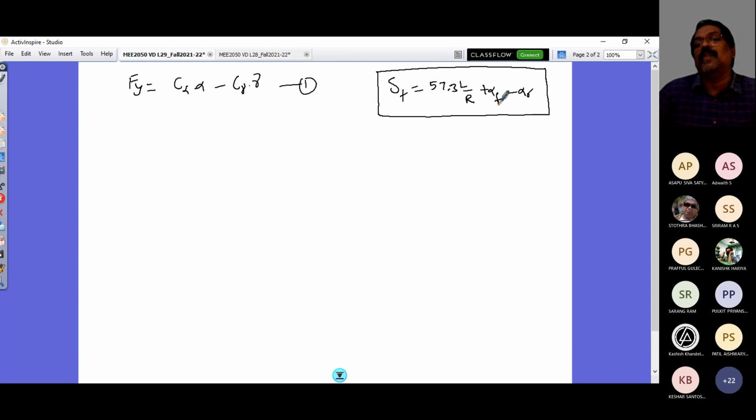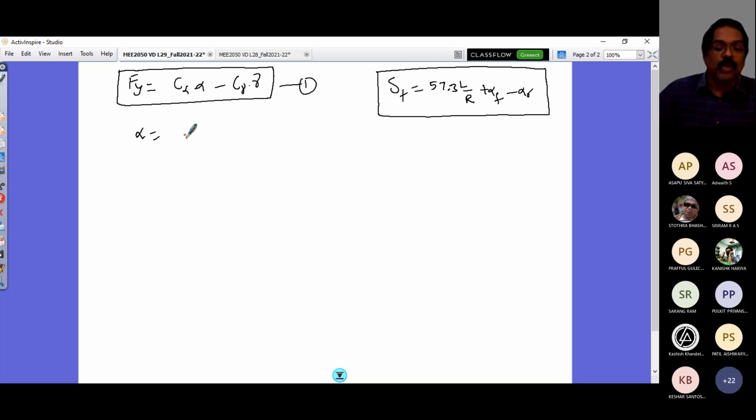So I have to substitute for alpha F and alpha R. This is the general total sum of lateral force on an axle. I can now write the slip angle: this term goes to the other side, and alpha is going to be Fy plus C gamma into gamma, divided by C alpha. So this is equation number 2.